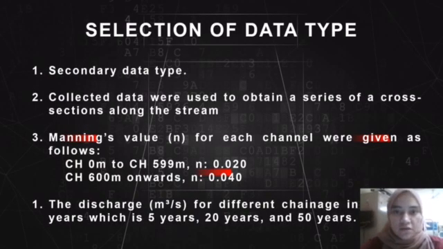Now, I will present about the methodology. The selected data type is secondary data. The collected data were used to obtain a series of cross sections along the stream, and the Manning's n value for each channel was given as follows: for channel 0 meter to channel 599 meter, the Manning's n value is 0.020, and for channel 600 meter onwards, the Manning's n value is 0.040. The discharge is different for different return periods, which are 5 years, 20 years, and 50 years.